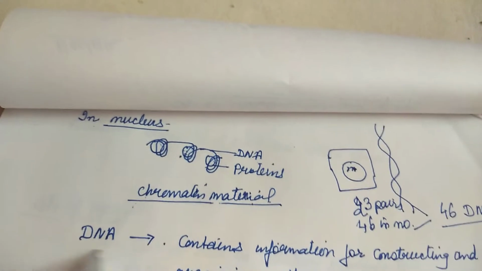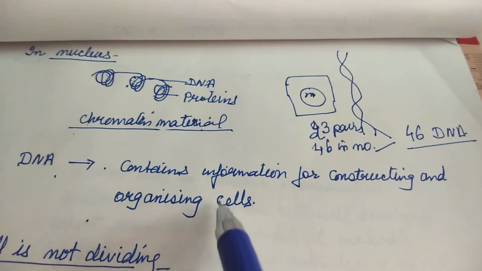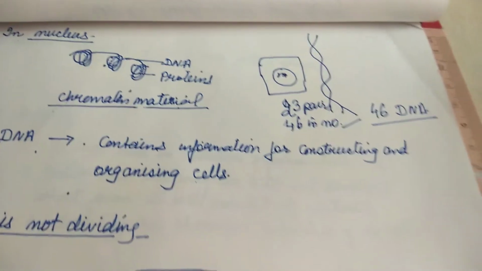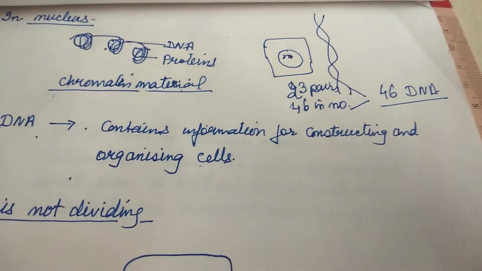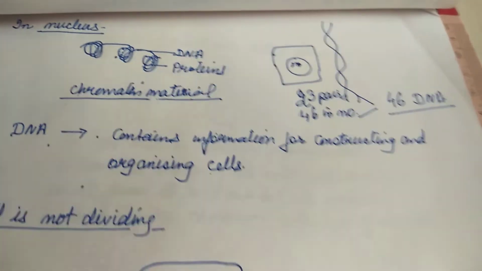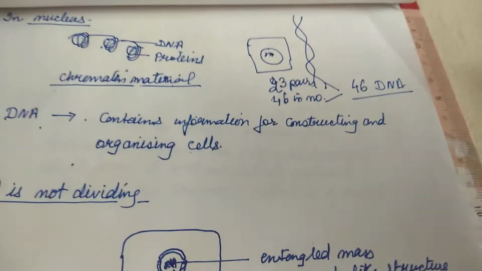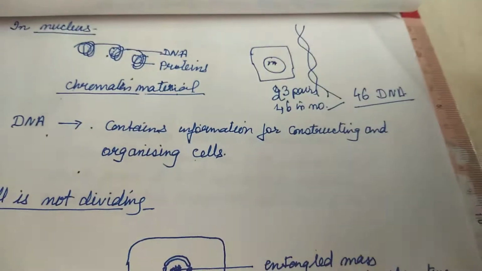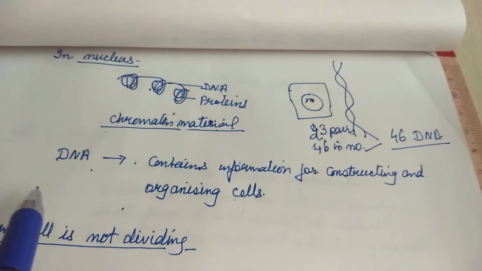And what does this DNA contain? This contains information for constructing and organizing the cell. So what will be the cell, what will be its chemical composition, how it will function, how it will be organized, everything will be decided by DNA. So all the information is there in the DNA. Whether this cell is going to be a mango plant cell or a papaya cell or a human being or a pea plant, anything, cat, dog, every information is there in this DNA. Clear?